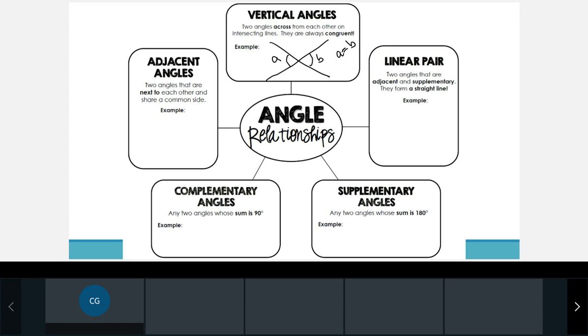Adjacent angles are two angles that are next to each other and they share a common side. So I've got a big angle here, and it's made up of two angles. Here they are. They have a common side, and they're right next to each other. Those are called adjacent.